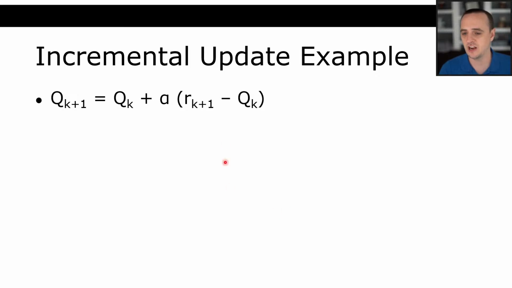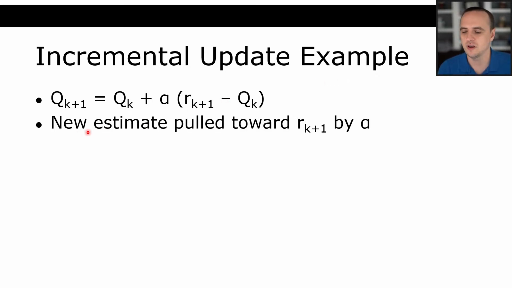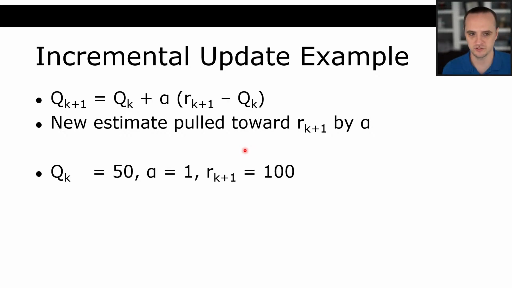So this is our new incremental update rule. Our new estimate is equal to the old estimate plus alpha times the new reward minus the old estimate. This is kind of hard to visualize, and I'd be very surprised if you're able to visualize it yet, but I have a diagram which is about to come up and it'll just click and you'll be like, oh, that's really interesting. So in order to start to visualize this, our new estimate is pulled toward the last sample by alpha. What does that mean?